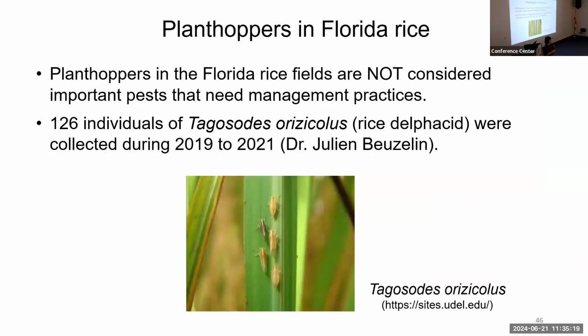So what kind of plant hoppers are present in the field in Florida? We still have some plant hoppers, but they are not considered as pests. So we don't have any management practice targeting these plant hoppers. But one of the plant hoppers, we have it here. It's called rice delphacid, Tagosodes orizicolus. Based on Dr. Julian Bouzelin's lab, they found 126 individuals during their survey in 2019 to 2021. So this species is now considered established in the Florida rice field.